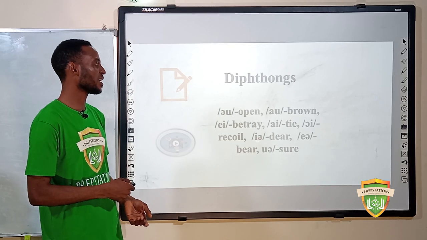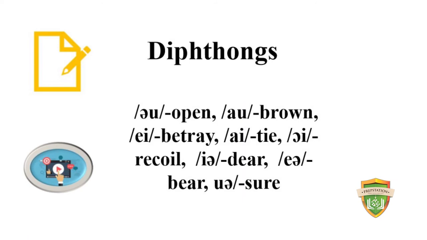Then you have ear. For instance, you have deer, D-E-E-R as well. Then you have air. So it's a glide, glides from one to another. So air, for instance, you have bear, you have share, S-H-A-R-E. They are all containers.